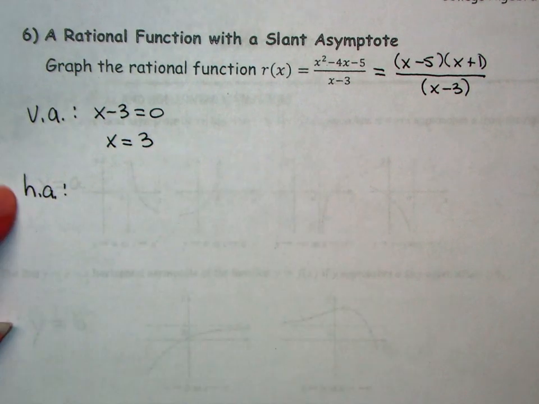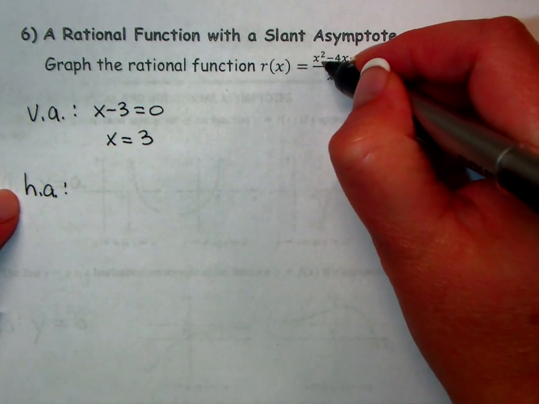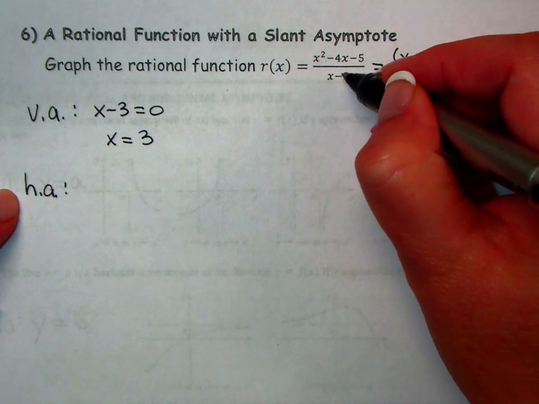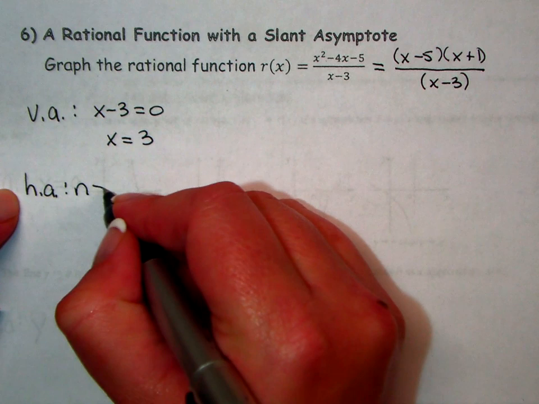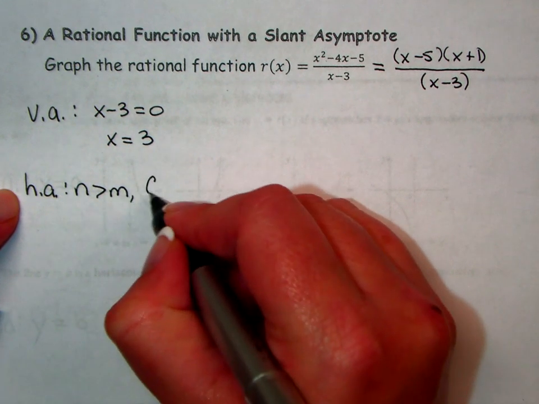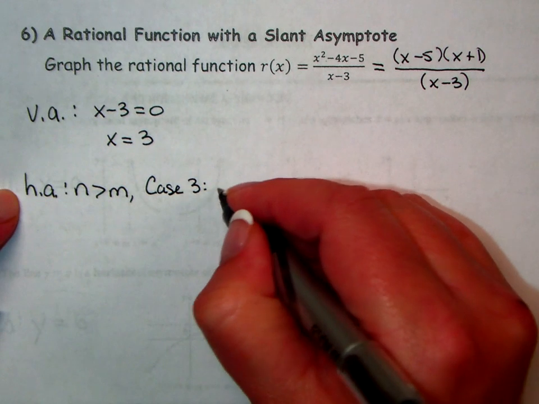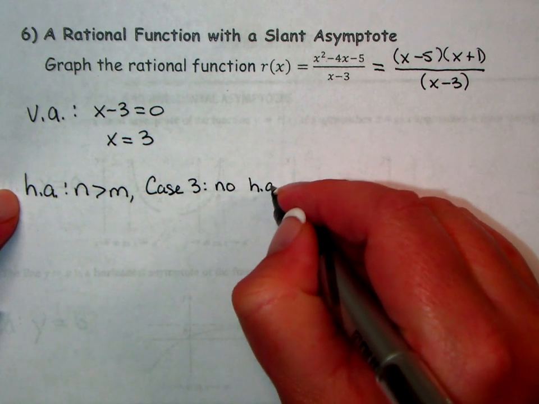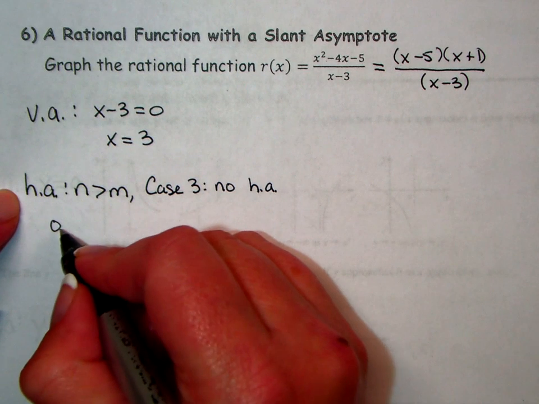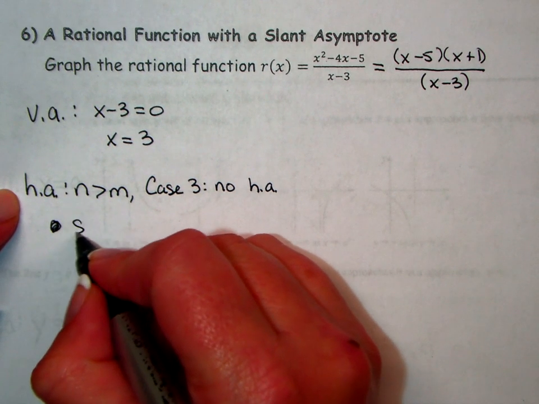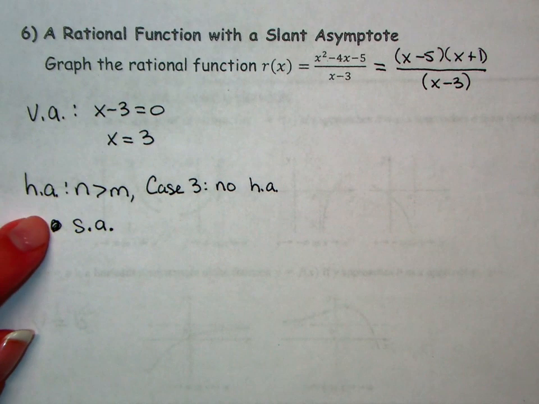Horizontal asymptote. We're comparing the degrees. The degree of the top is 2, and the degree of the bottom is 1. So the top is greater than the bottom. So we have n is greater than m. So this is a case 3, right? And in case 3, there is no horizontal asymptote, right? None. But, okay, there is a slant asymptote, right? And we have to find it, okay?